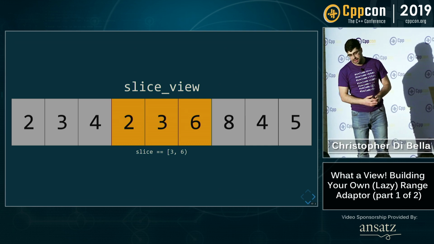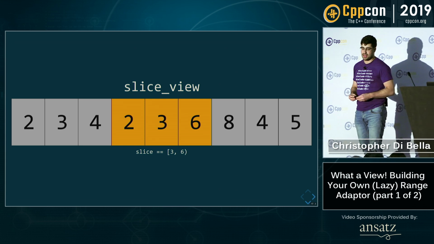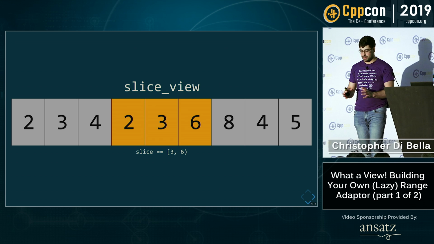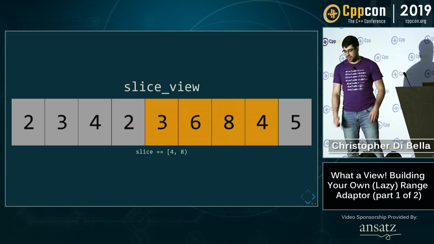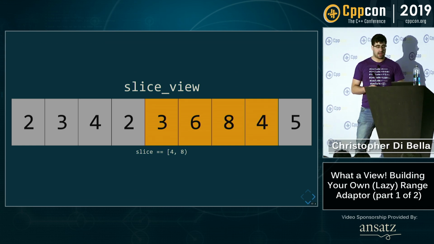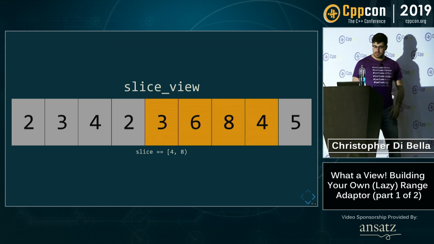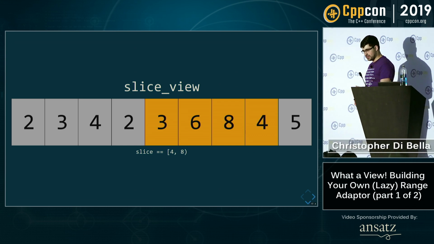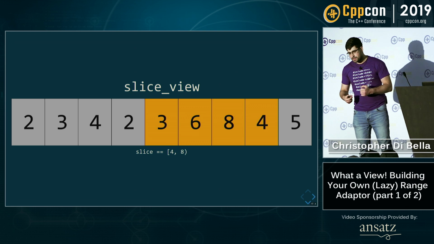And this is what an example of a slice view is. On screen, what we have is a slice between the elements 3 and 6, and so we only consider the elements in this particular bit of the range. And this is a slice between the elements from position 4 and 8. And so this was one of the more popular range adapters that we could particularly implement.